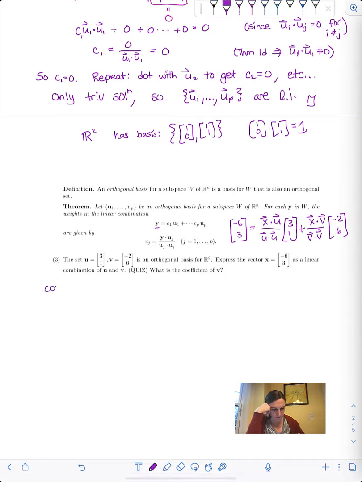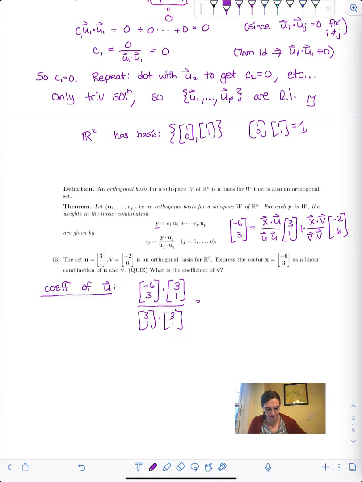We'll do the coefficient of u together, and then for the quiz, you can do the coefficient of v. So here for u, we want to do our vector x, which is (-6, 3), dotted with u, which is (3, 1), over u dotted with u. That's going to end up equaling -18 plus 3 over 9 plus 1, which gives us -15 over 10, or -1.5. Now for the quiz, go ahead and enter your answer as a decimal. That will be easier, I think.